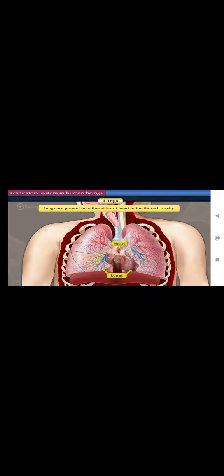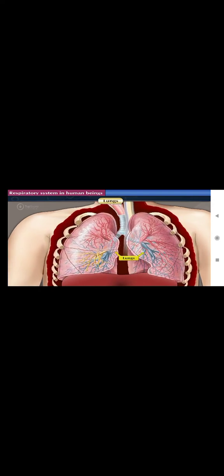Lungs. Lungs are present on either side of the heart in the thoracic cavity. Maximum area of the thoracic cavity is occupied by lungs, and they cover the maximum part of the heart. Each lung has a double-layered covering. It is called pleura.